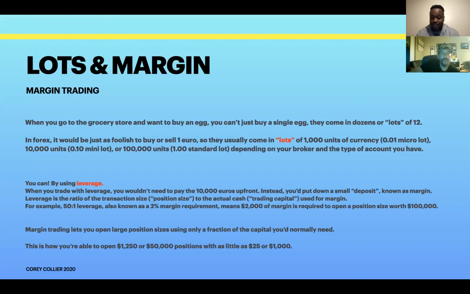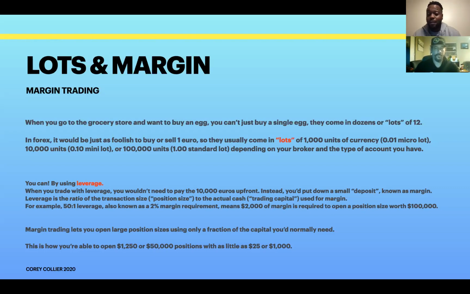They come in dozens or lots of 12, all right? Just like you have to buy a dozen or a lot of 12 eggs, in Forex it would be just as foolish to buy or sell one single euro. So they come in lots of 1,000 units of currency, or lots of 10,000 units, or 100,000 units of currency. The units of currency are determined by your lot size.